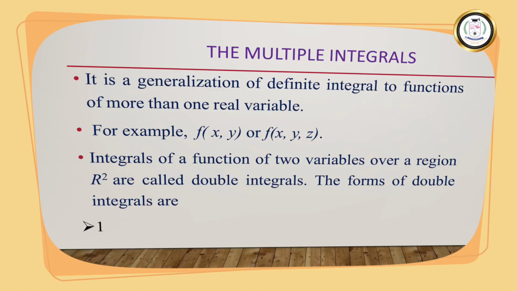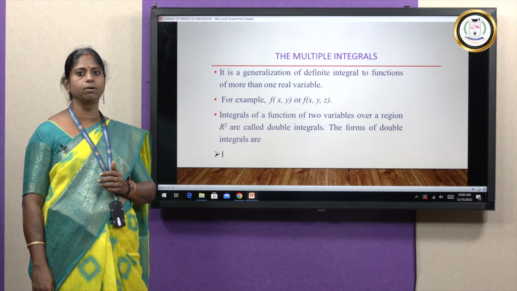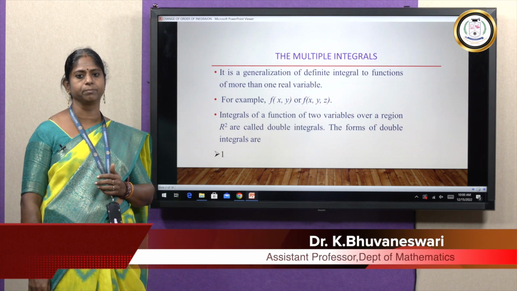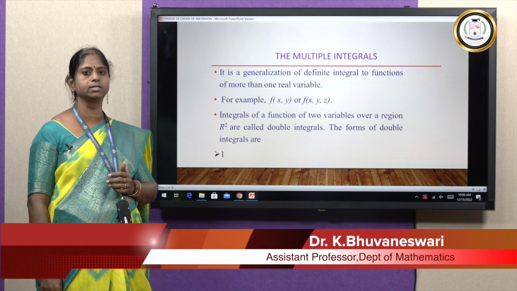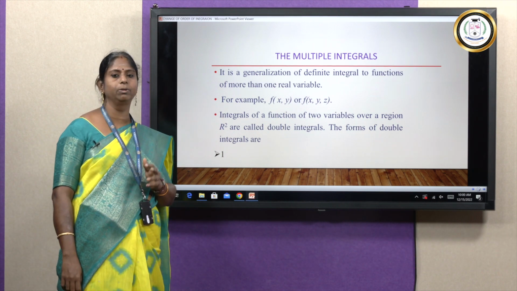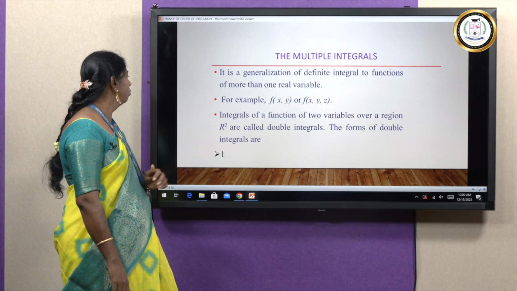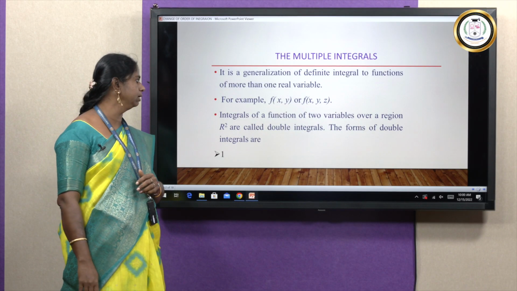It is the generalization of the definite integral to functions of more than one real variable. If I consider a single integral, a line integral, you have only a function f of x or f of y. But if you consider a double integral, we have a function of more than one variable. So a double integral means we have two variables, for example f of x comma y, and we also have f of x y z. Integrals of a function of two variables over a region R2 are called double integrals.